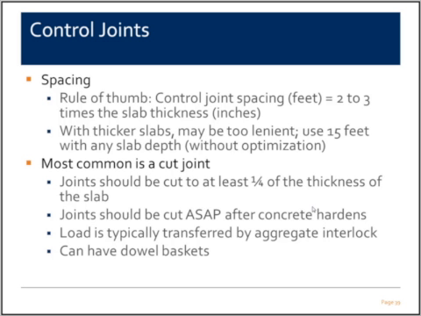We'd like to see this joint cut to at least 1/4 of an inch of the thickness of the slab. The joint should be cut as soon as possible after the concrete has hardened. We'll see joints cut these days by the soft cut method, and they'll be cut within 6 to 12 hours after the concrete is cast. With traditional hard cut methods, sometimes they'll wait 18 to 24 hours and cut them the next day.